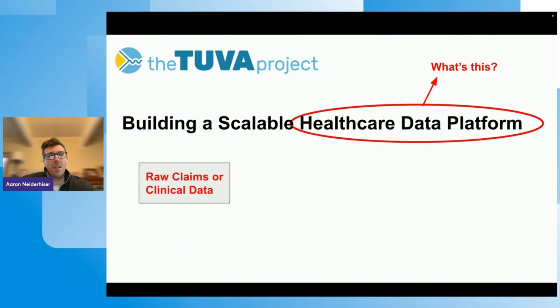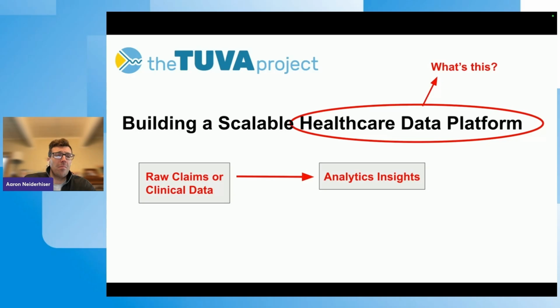Well, at the simplest level, it's about how do you go from raw claims or clinical data. And when we say clinical data, we usually mean electronic health record data, data that's coming from an HIE, it could be FHIR APIs. How do we go from these types of data to analytics insights, information that is useful for understanding how care is being delivered? Where is it? Is it high quality care? Is it low quality care? Is it cost effective? Where are high risk patients? How can we intervene to provide them better care?